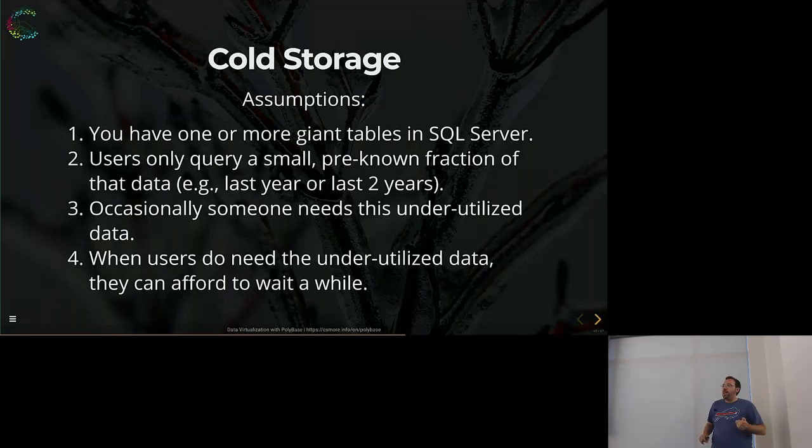What we can do instead, take that older data off, shunt it into cheaper storage. That could be blob storage, could be Hadoop, could be some other system. And when users do need the underutilized data, we just tell them, look, it's going to be a while. It's not going to be as fast as it was before. Before, we had that flash storage. But all of your other queries get faster because we're not having to scan over nearly as much data.